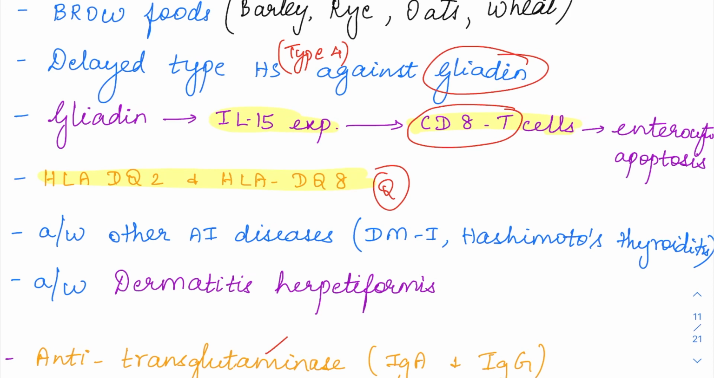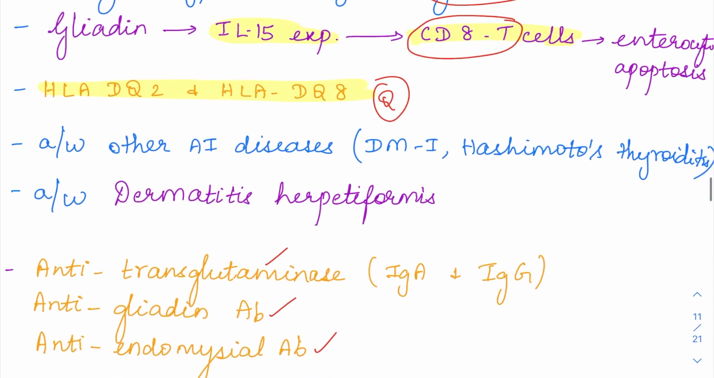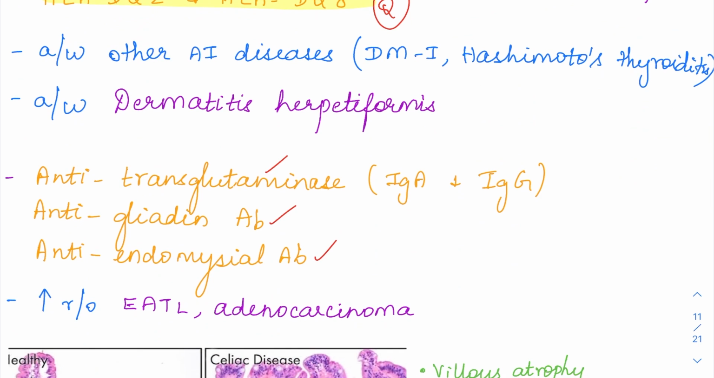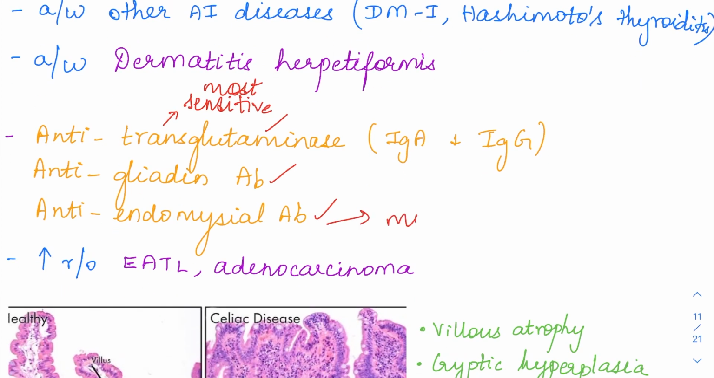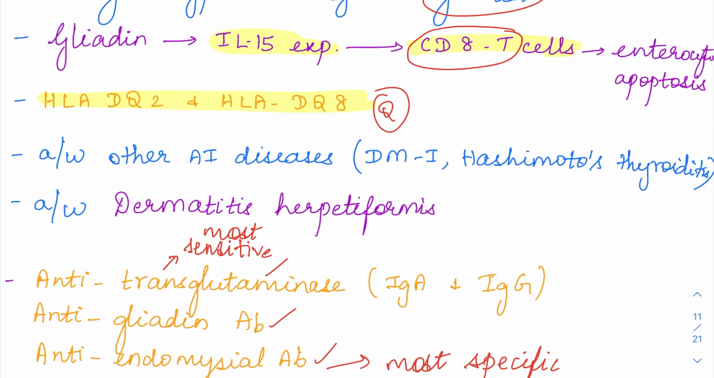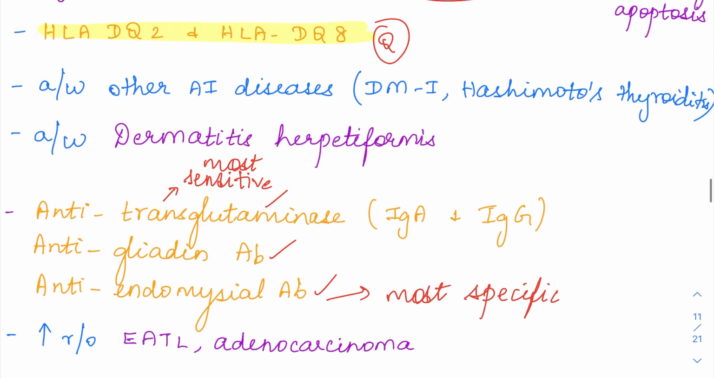Other than that, we are also having this antibody formation. Among these antibodies, anti-transglutaminase is the most sensitive antibody, while anti-endomysial antibody will be the most specific antibody. Other than that, celiac disease is going to be associated with other autoimmune diseases like diabetes, Hashimoto's thyroiditis, etc.